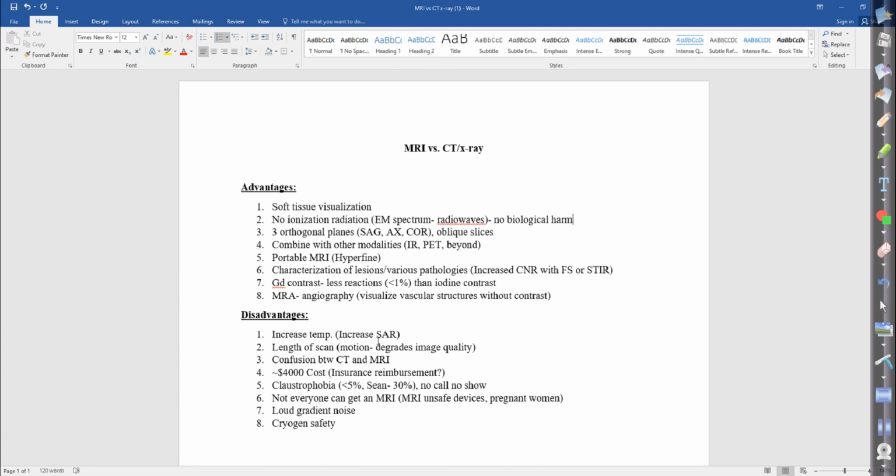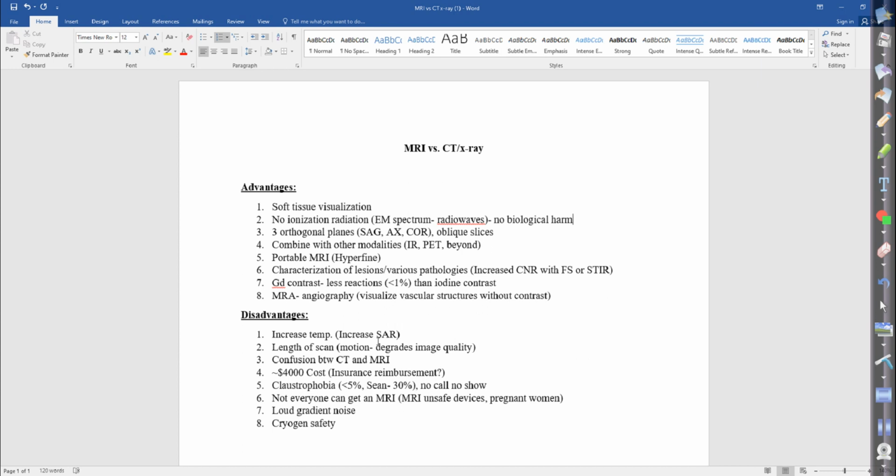Another advantage is we're using gadolinium-based contrast, which by the literature has less reactions, usually less than 1%, than our iodine-based contrast. So with our CT-based contrast, patients typically have a higher reaction rate than our gadolinium contrast patients.